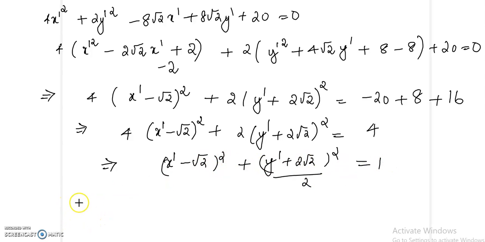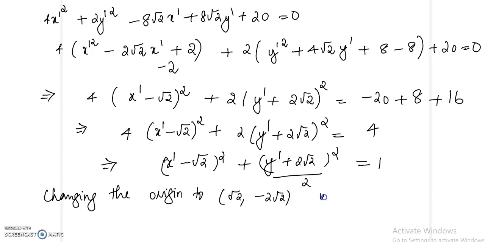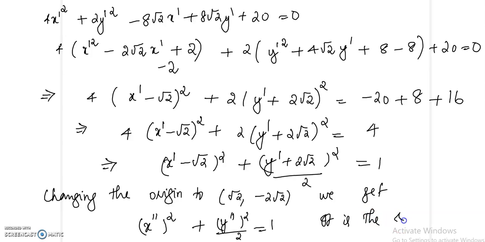So now let us change the origin. Changing the origin to root 2, minus 2 root 2, we get x double dash square plus y double dash square by 2 equal to 1. So it is the required canonical form. So the underlying standard ellipse is x double dash whole square plus y double dash whole square by 2 equal to what?